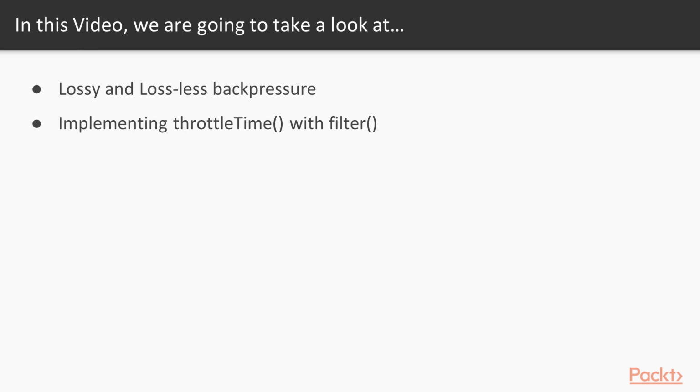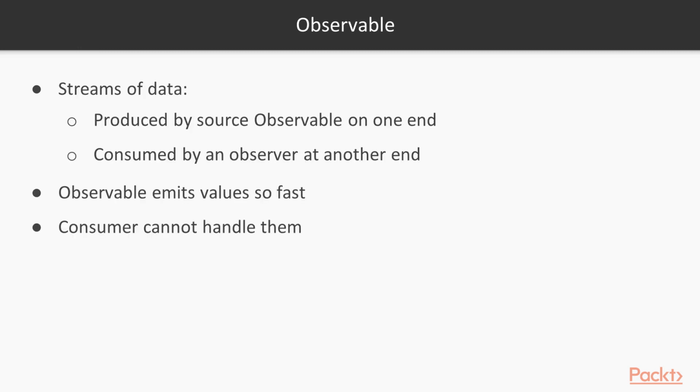In this video, we're going to take a look at lossy and lossless backpressure. We will also implement throttletime operator with filter operator. Observables are streams of data that are produced by the source observable on one end and consumed by another observer at the other end. We are sometimes aware of situations where the observable is emitting values so fast that the consumer is not able to handle them. This could lead to significant memory or CPU usage, which we definitely want to avoid.